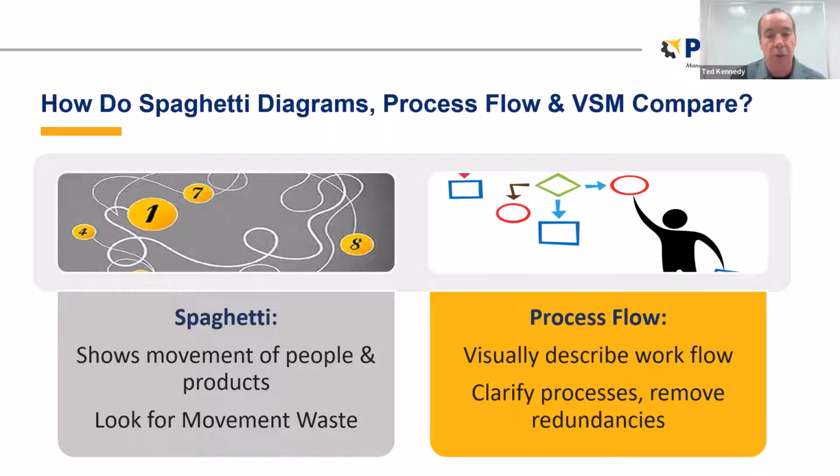Process flow diagrams do not focus on that. This is more to look at all the processes that are in the system to get the product out, and it does include information flow and decisions that take place. So it's a lot different from spaghetti diagrams. With process flows, we're looking at unneeded processes and other things that are in the system.